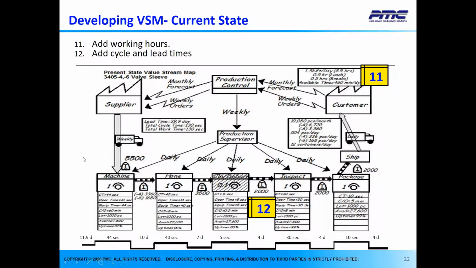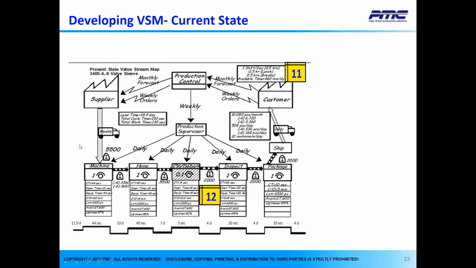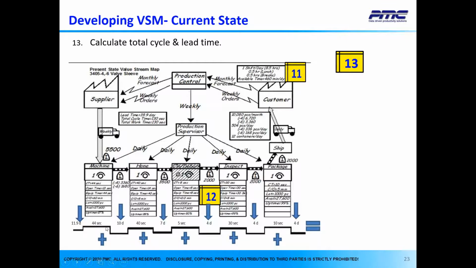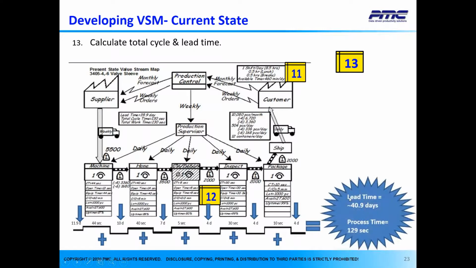So the next step is to calculate the total cycle and the lead time. Based on this information right here, it's really easy to calculate. All I have to do is add all these up to calculate the lead time. So lead time is 11.9 days plus 44 seconds, 10 days plus 40 seconds, plus 7 days, and so on. That gives us about 41 days.